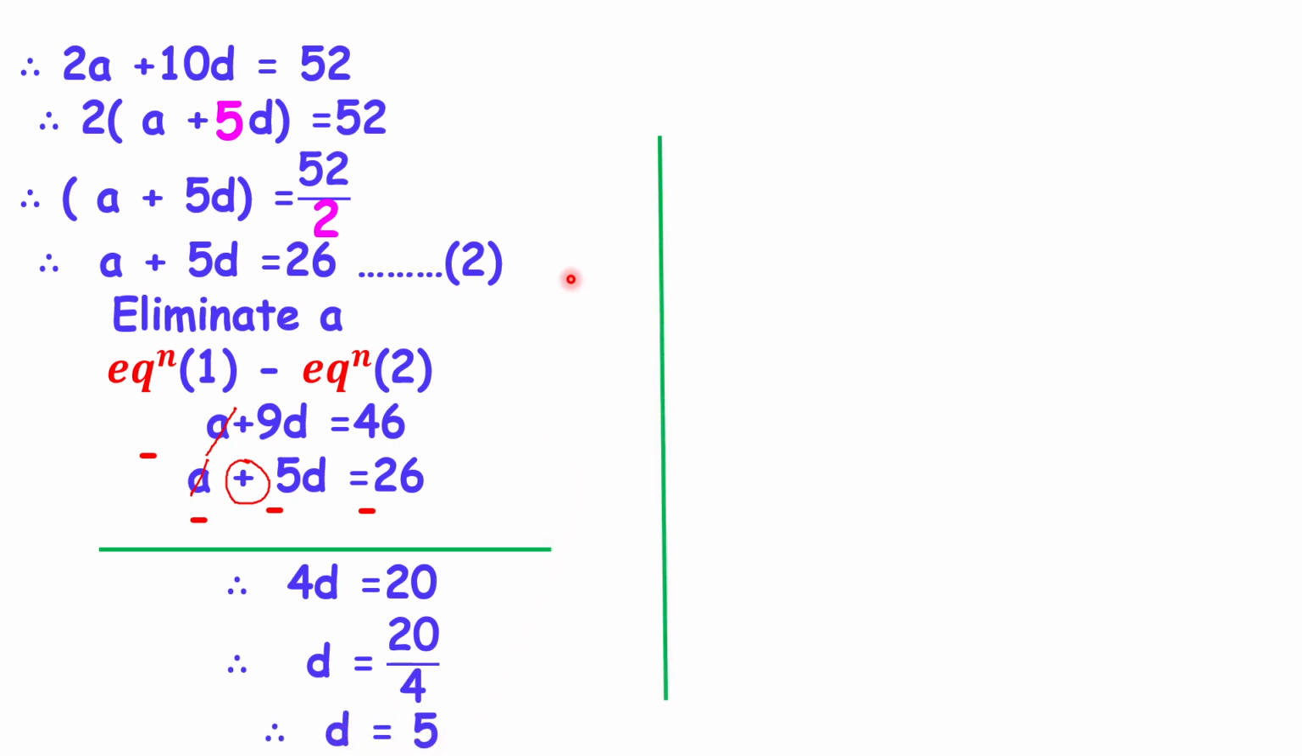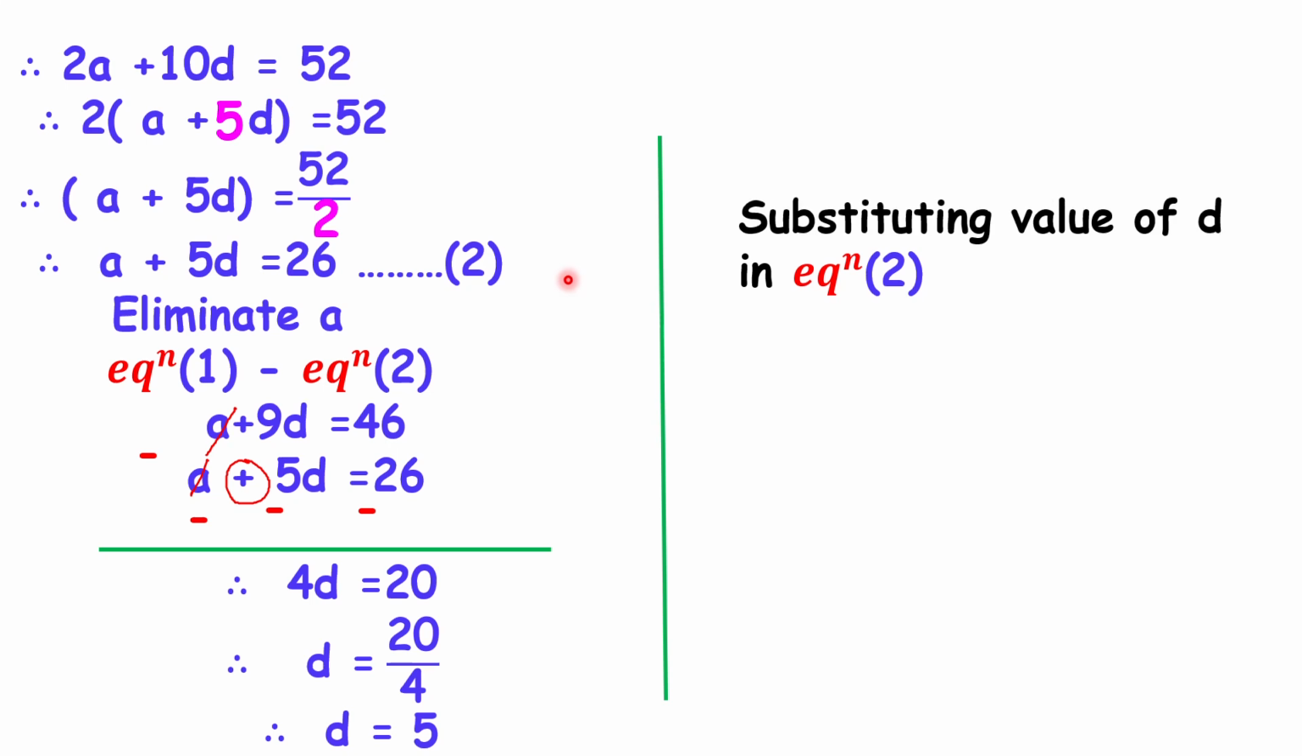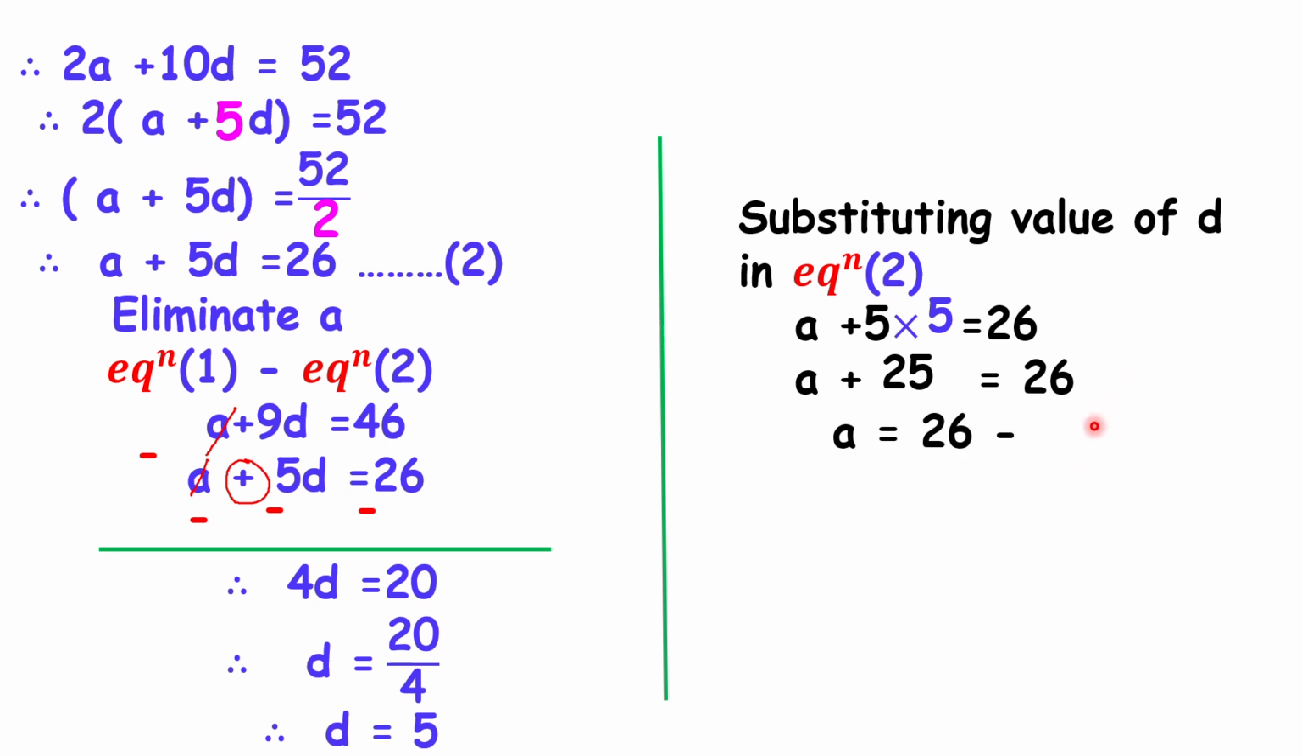Now substitute this value of d in equation number 2. We will get a plus 5d is equal to 26. Replace d by 5. Therefore a plus 5 into the value of d, which is 5, is equal to 26. Take multiplication of these two numbers. 5 5s are 25. Transfer this 25 to RHS. Plus 25 becomes negative 25. 26 minus 25 is nothing but 1. Therefore a is equal to 1.